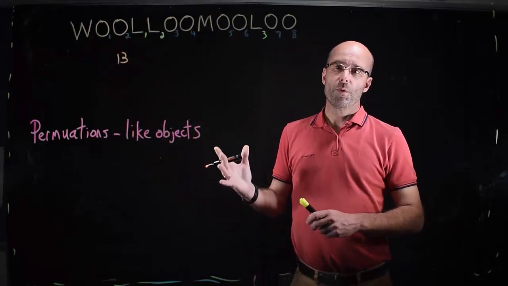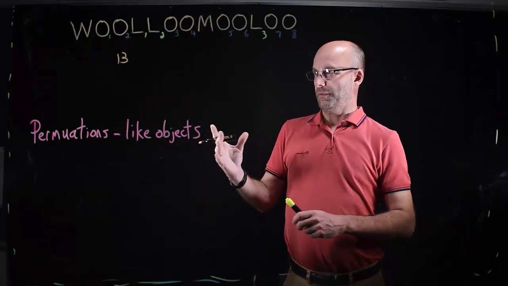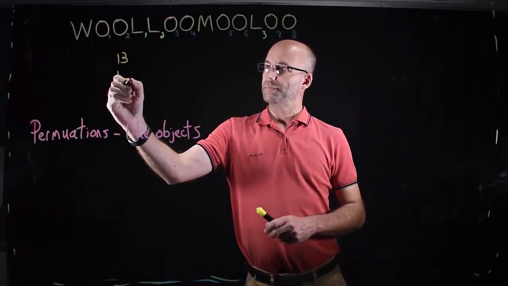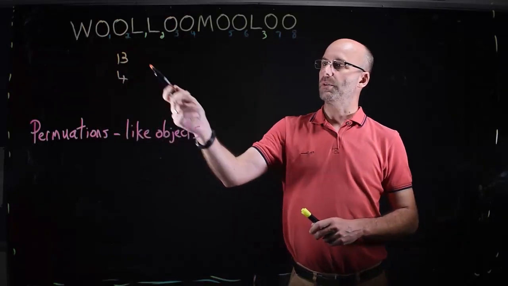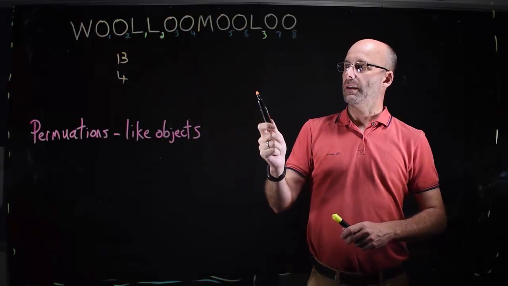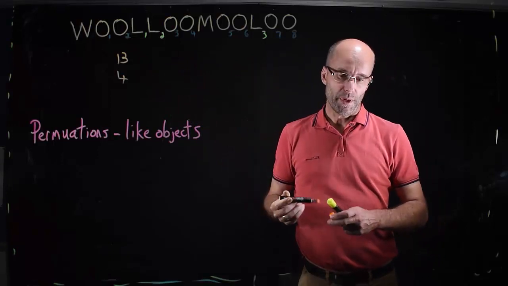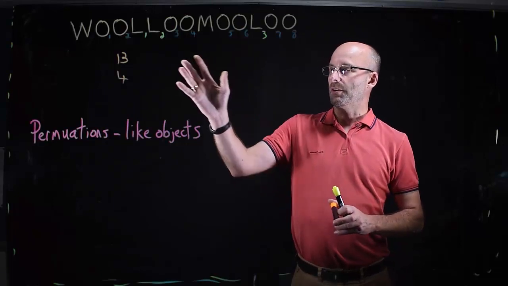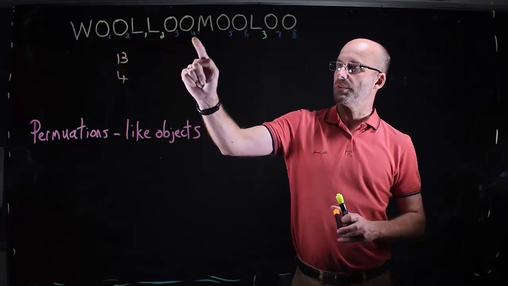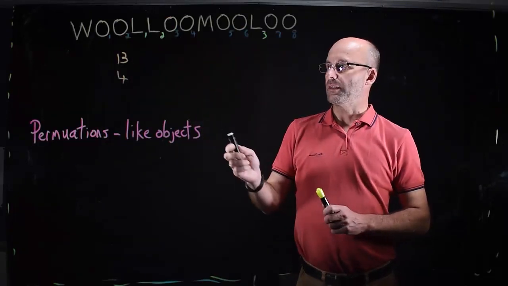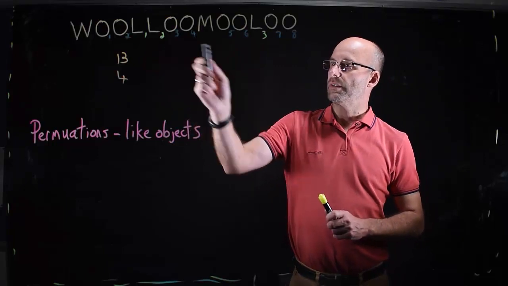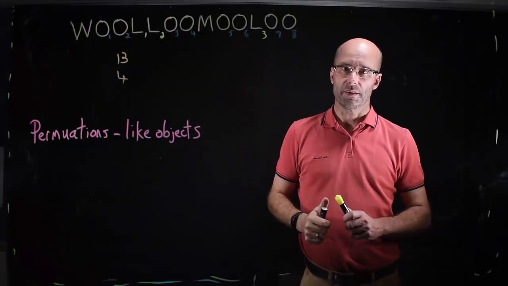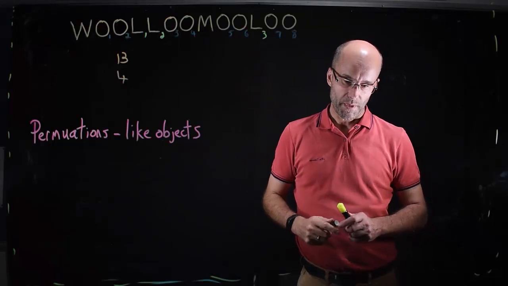And 4 are different. It's got 4 different letters. So W, O, L, and M. And basically all the O's have little subscripts. There's 8 of them. And the L's have little subscripts. And you can see there's 3 of those there.